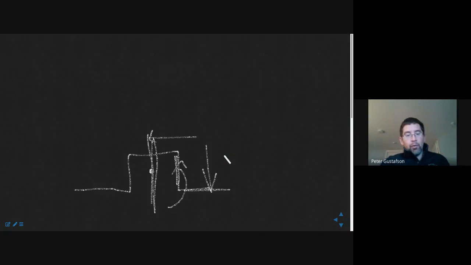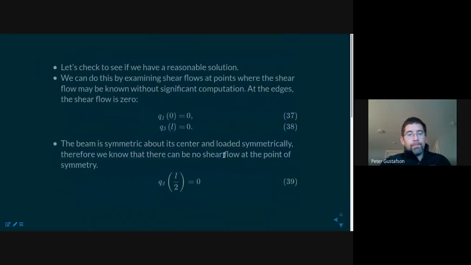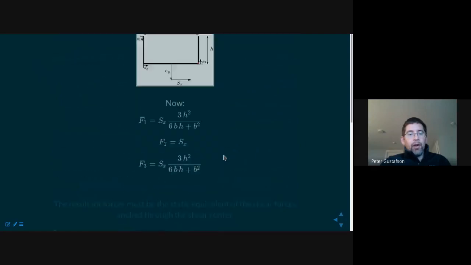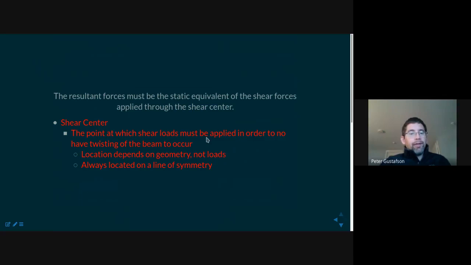And what I really mean is the following. I'm going to skip ahead in the calculation to the definition of the shear center. The shear center of a cross-section is the point in the cross-section at which the resultant shear load must be applied in order for there to be no twisting in the beam while it bends.